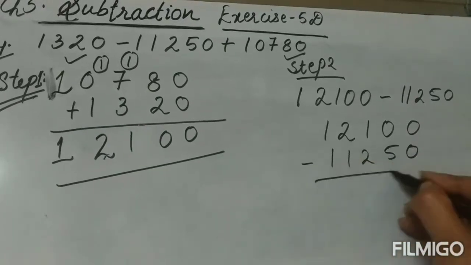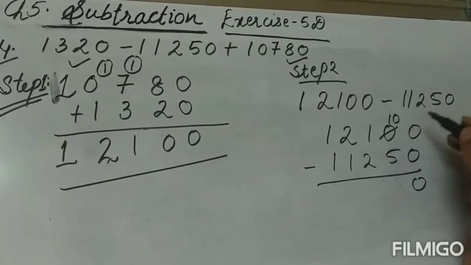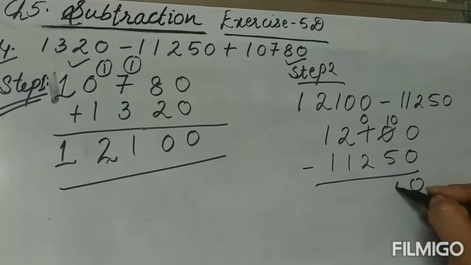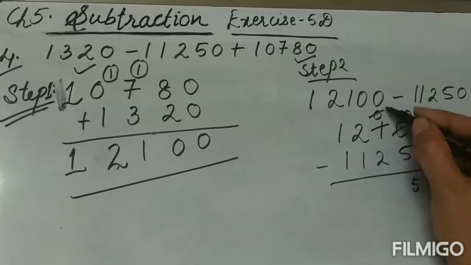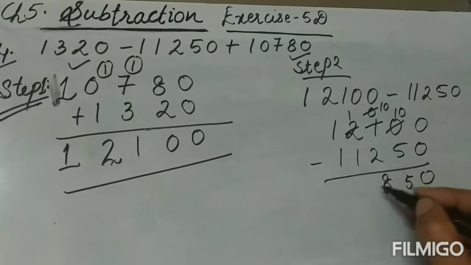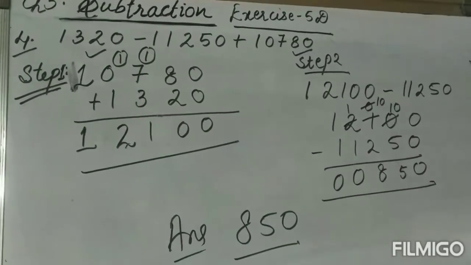11250. 0 minus 0 is 0. This will become 10 and this will become 0. And 10 minus 5 is 5. This becomes 10 and this 2 will become 1. 10 minus 2 is 8. So our answer is 800.